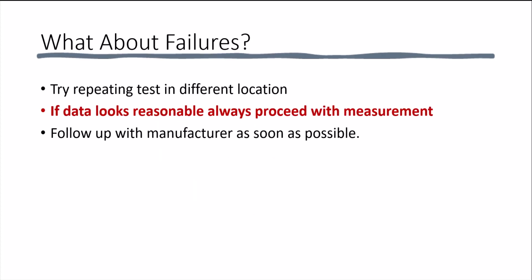If one of the tests fail, try repeating the test in a different location. If tests continue to fail, complete the other pre-measurement steps and proceed to make a measurement. If the data collected during the measurement look reasonable, complete the measurement. If the tests continue to fail at other sites, follow up with the manufacturer as soon as possible.